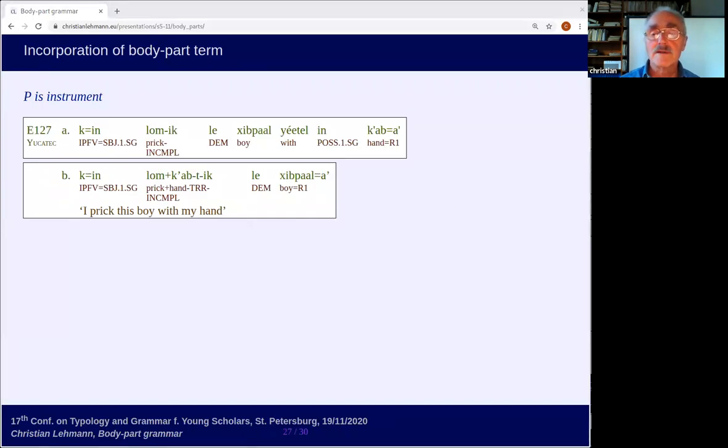And finally, whole is actor, part is instrument. Beside the incorporation of body part nouns in undergoer function, the second most important function in which they are incorporated when W is actor is as instruments. In Yucatec Maya, the base verb of this construction is transitive, as illustrated by the example 127. I prick the boy with my hand. And now in B, the hand is incorporated. I prick hand, the boy.